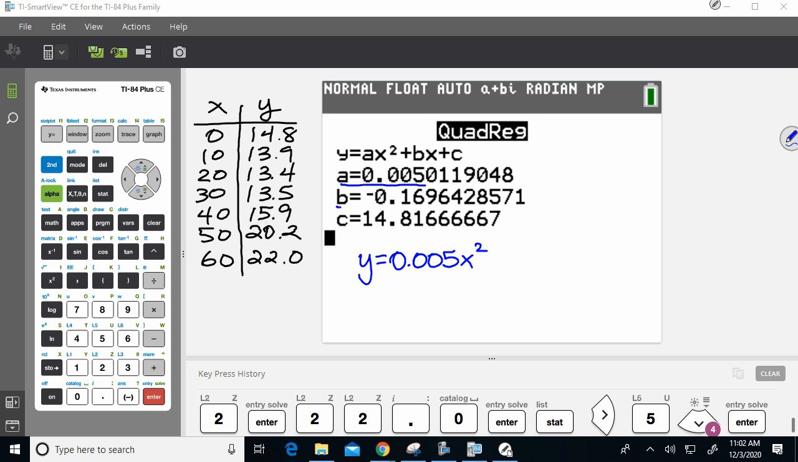So for the B value, that's 0.169, but you got a 6 sitting back there. So that's 0.170. Rounding still counts. Still need to round correctly. If you need a refresher on rounding, come holler at me after school. I'll do a refresher of how to round numbers. Because if you misround it, it's going to give you the wrong answer.